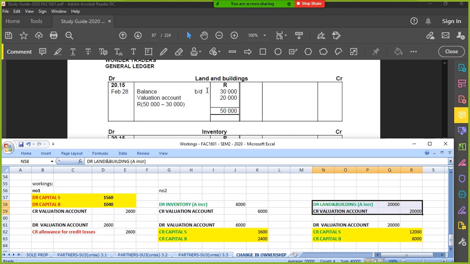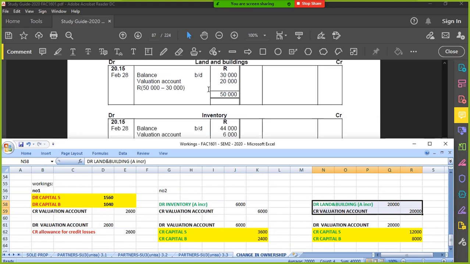Okay, just remember you're increasing the land and building, so it must go on the debit side. But you're referencing it because of the valuation. It gets complicated when you see the valuation accounts. Right, so that one might be easy. That one you don't have to do a working for because you'll know it. Is that one all right?